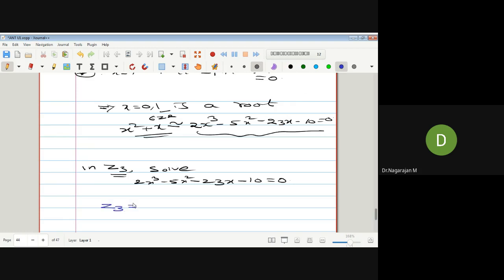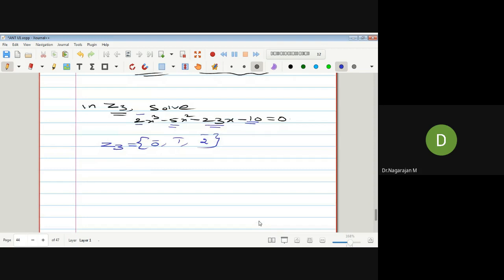Z3, integer modulo 3, elements are 0 class, 1 class and 2 class. Then the remaining elements: this 2 is no problem. This 5 you can eliminate, this 3 minus 23 you can eliminate, this minus 10 you can eliminate. Therefore, here you want to put 2x cube, minus 5x squared. Then what is the result? Already you know 5 means 1 times 3, integer modulo 3, then remainder is 2. Therefore, minus 5 can be written as 2x squared.